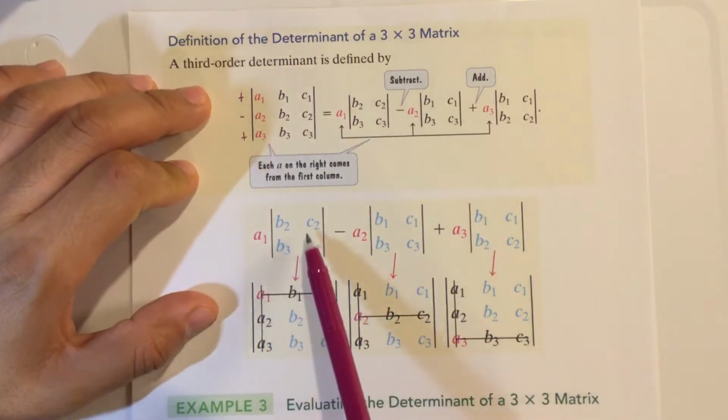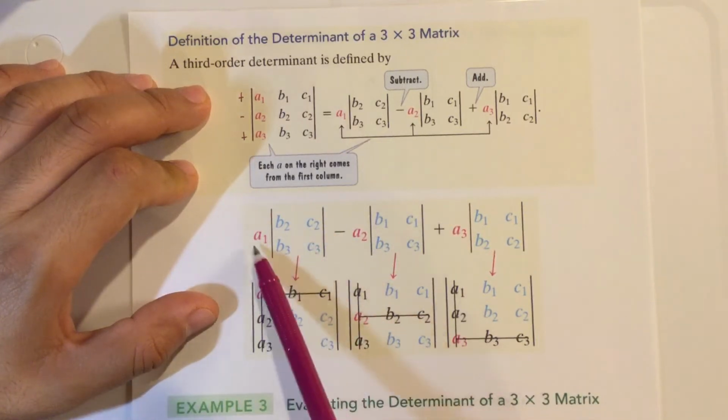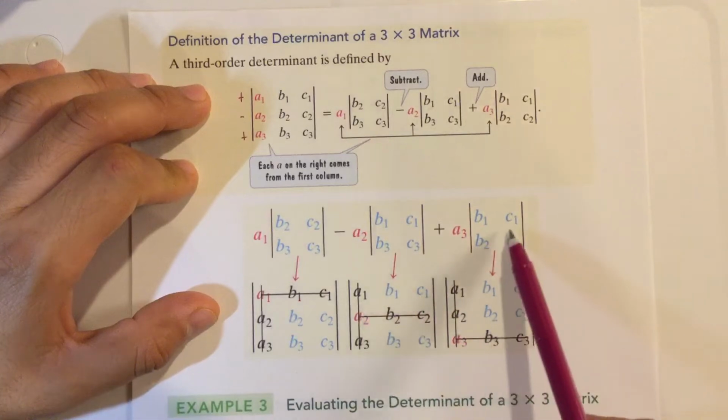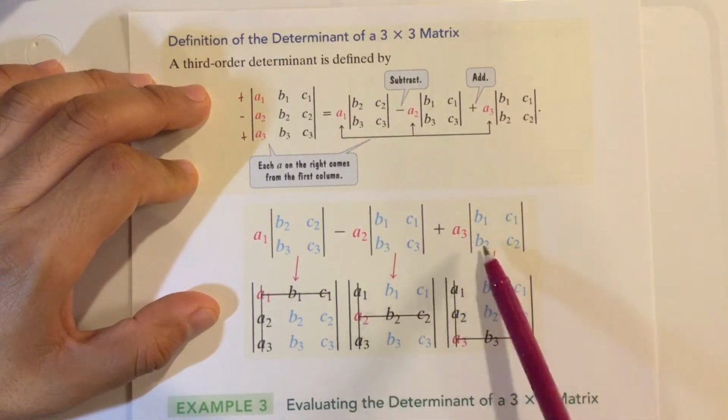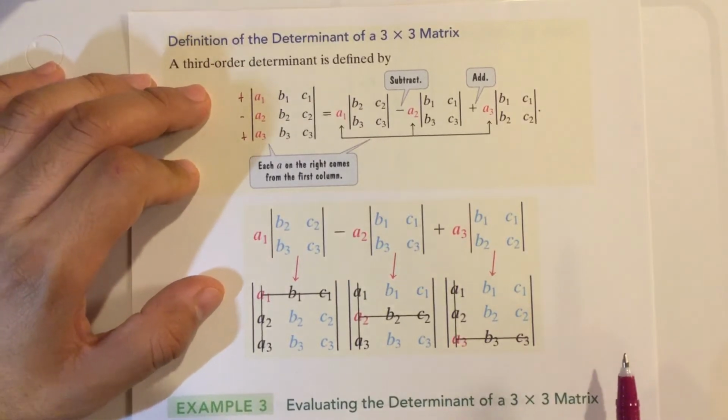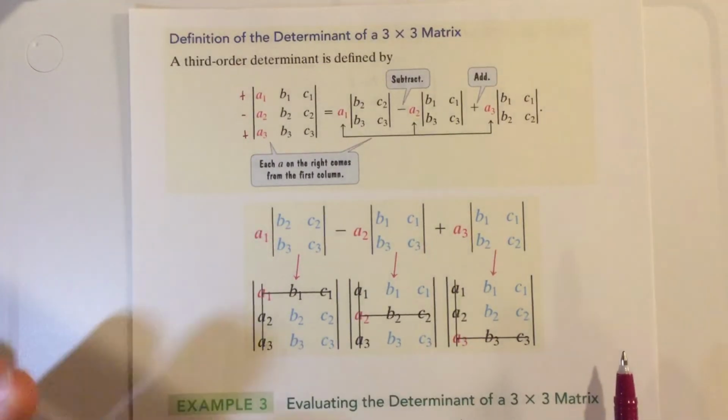And from here, you would find the determinant of this, multiply it by A1, find the determinant of this, multiply it by minus A sub 2, find the determinant of this, multiply it by A sub 3, add those three numbers up, and that would be the determinant of the 3 by 3 matrix. So let's take a look at an example of this.